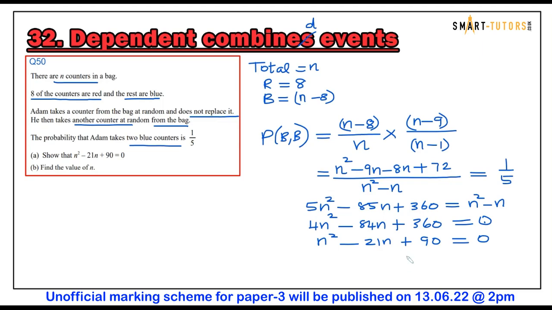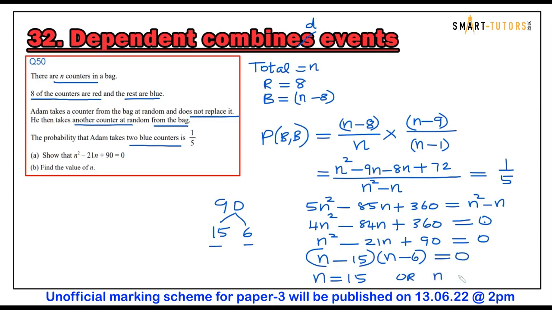So now we need to find out what are the factors of 90, what are the two factors that give 21. 15 and 6 is 90, both are minus. If I put n minus 15 and n minus 6 equals 0, so n could be 15 or n could be 6. If I take n equals 6, then 6 minus 8 will be negative. So this is not possible.